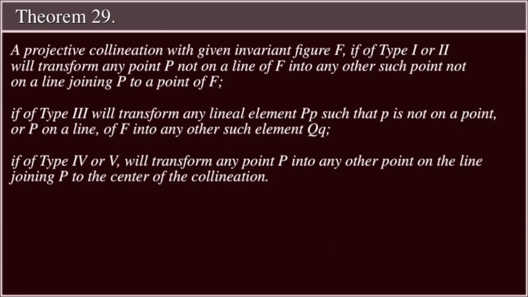Theorem 29. A projective collineation with given invariant figure f, if of type 1 or 2, will transform any point P not on a line of f into any other such point not on a line joining P to a point of f. If of type 3, will transform any lineal element Pp such that P is not on a line or p on a point of f into any other such element Qq. If of type 4 or 5, will transform any point P into any other point on the line joining P to the center of the collineation.